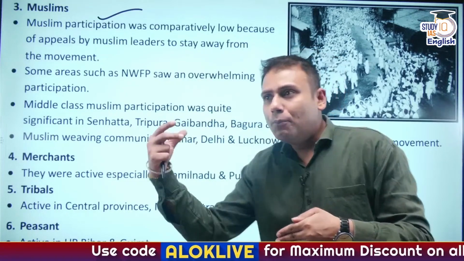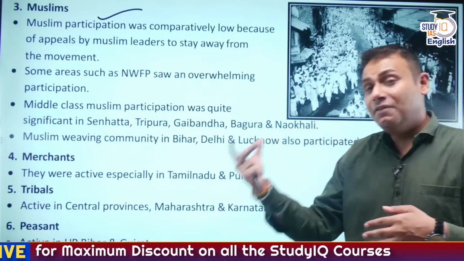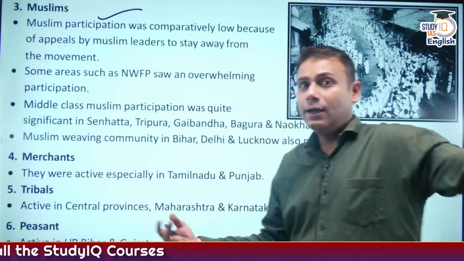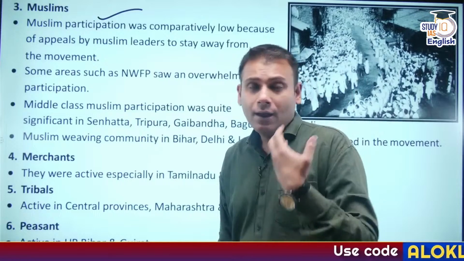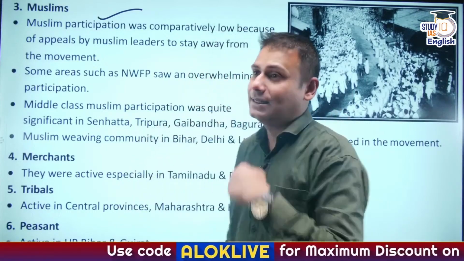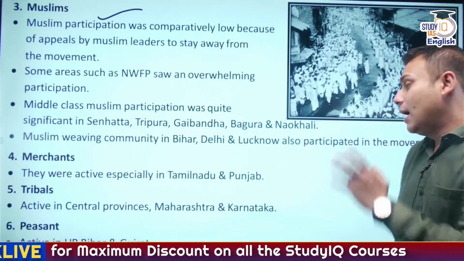True? So Muslims' participation to an extent was not up to the mark in the civil disobedience movement in comparison to the non-cooperation movement. Correct? Tribals actively participated in the regions of Maharashtra, Andhra, Karnataka, and present-day Madhya Pradesh and Chhattisgarh, that is the Central Provinces. And peasants were also active participants in UP, Bihar and Gujarat.